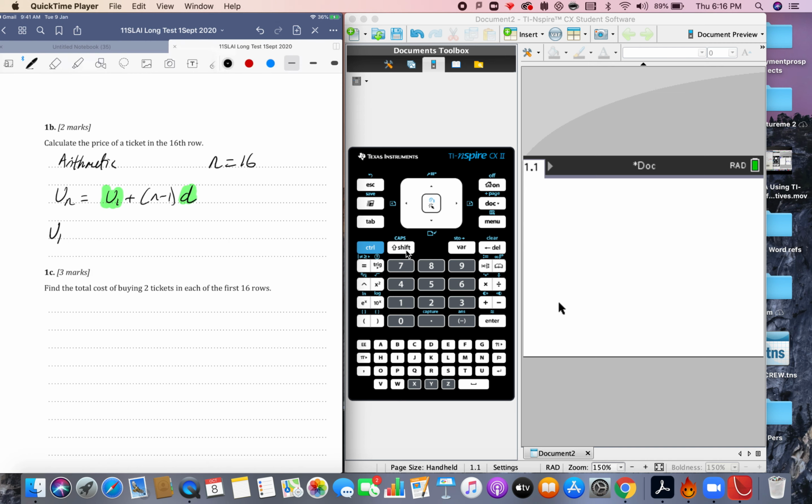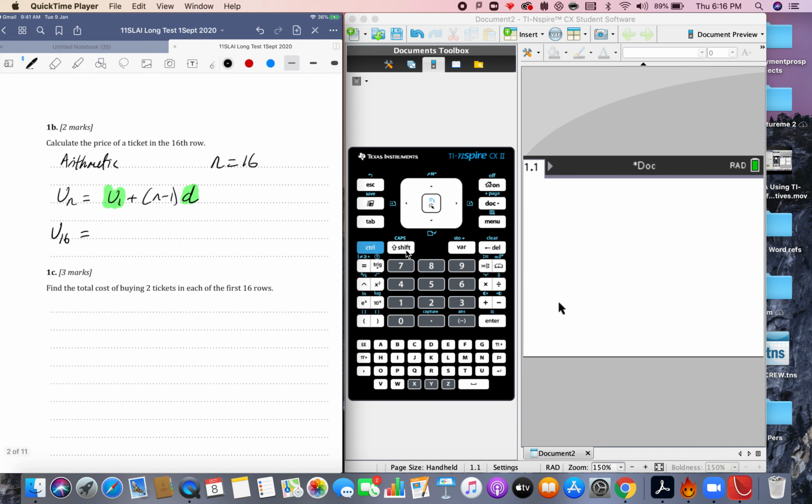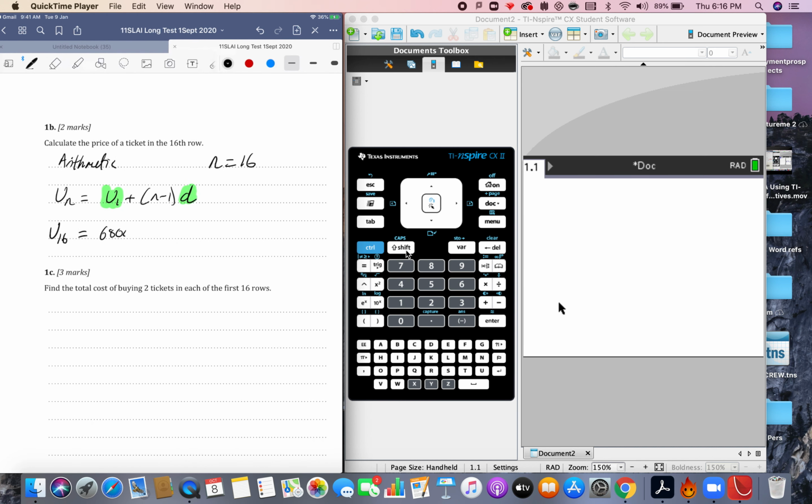So U of 16 equals U1, which we said was 6,800, plus n minus 1 times D. Now D is negative 250. If you don't put the negative 250 in, it's just not going to work. Okay, you can go straight to your calculator for this. I'll just tidy up a little bit. This is 15 times negative 250. Now let's go for the calculator.